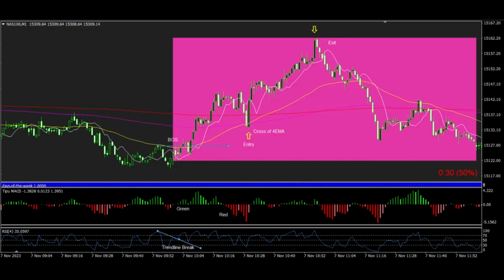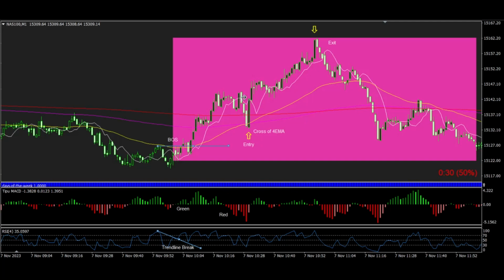Here's another example. There's a break of structure. The histogram is green. We wait for the red histogram. Then we wait for price to cross the 4 EMA. Then we enter our trade.